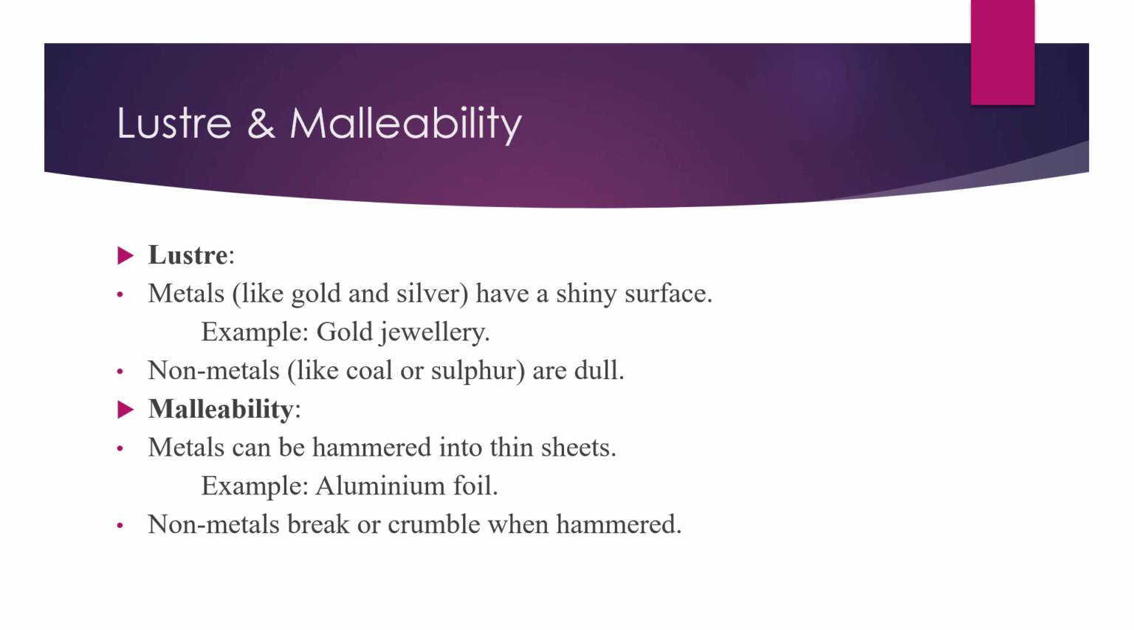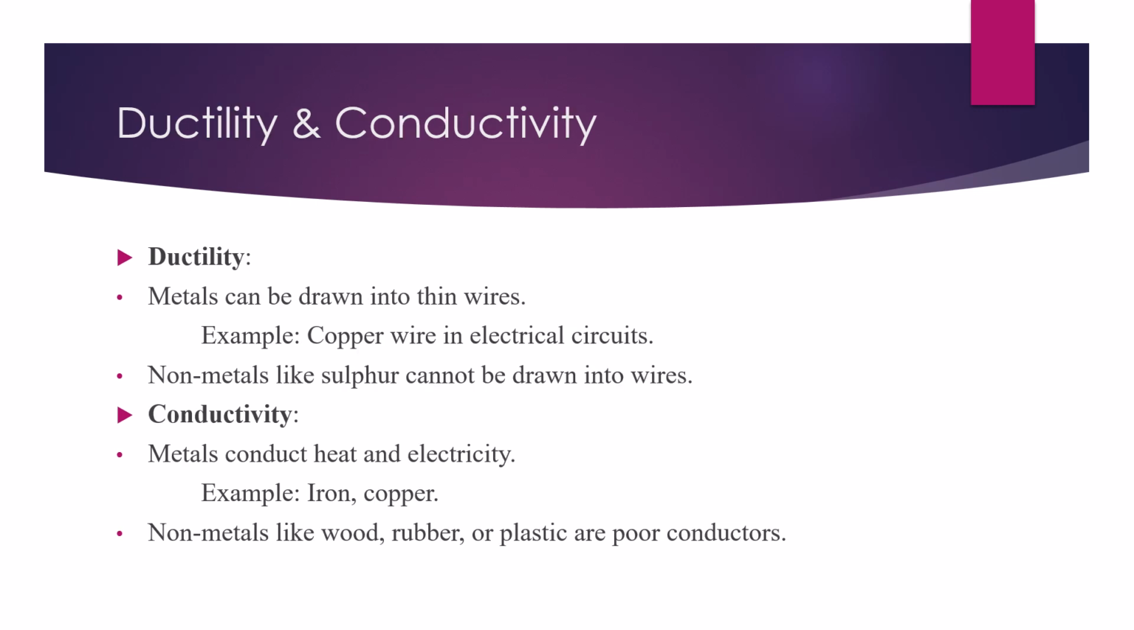Malleability. Metals can be hammered into thin sheets. For example, aluminium foil. While non-metals break or crumble when hammered. Next property is ductility. Ductility means metal can be drawn into thin wires. For example, copper wire in electrical circuits. Non-metals like sulfur cannot be drawn into wires.